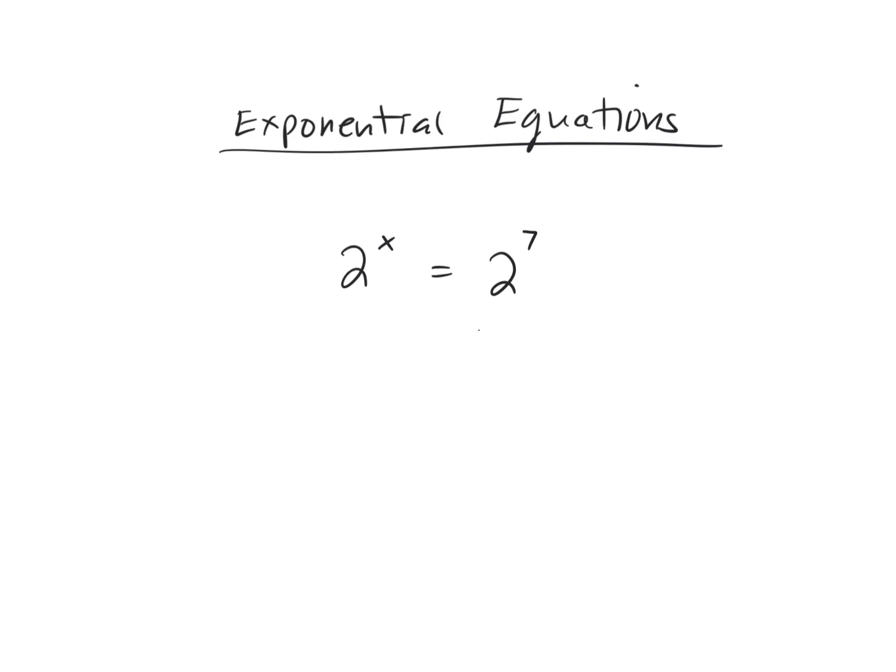This video is about solving exponential equations, and what I mean by that is when the exponent holds our variable. So when you look at this equation, it's pretty obvious that if you have 2 to the x power equals 2 to the 7th power, that this x and this 7 must represent the same quantity in order for them to be equal. So the answer is x equals 7.